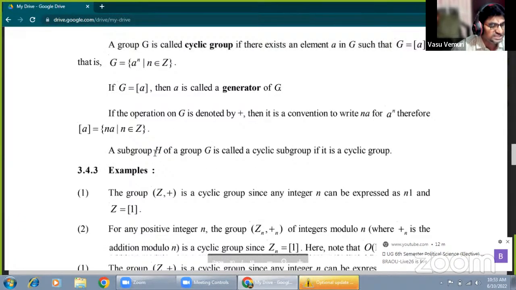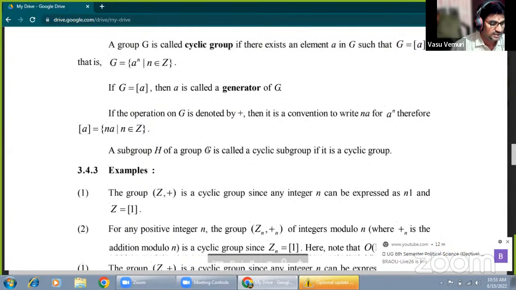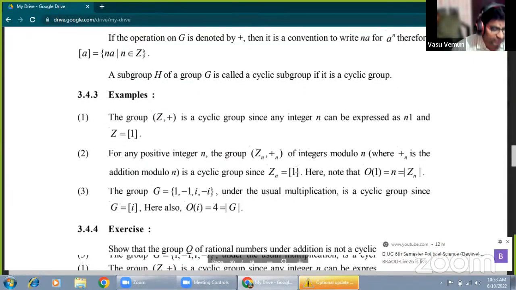Now here G is any group, and the subgroup is denoted by capital H. Now when G is a cyclic group, the subgroup is also a cyclic subgroup. Because the group is a cyclic group, the subgroup of that cyclic group is also called a cyclic subgroup. Now that is also one of the important theorems on cyclic subgroups. Okay, you just have to see and verify.